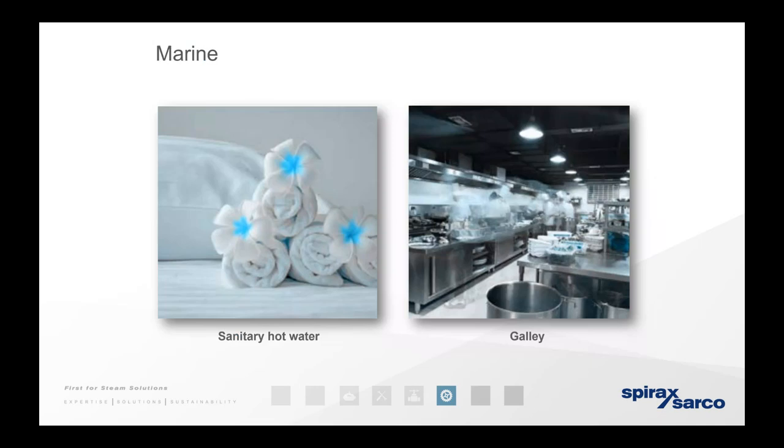And marine, so sanitary hot water, galleys. A lot of these big ships will have some kind of steam boiler. And we'll need the steam for the industry there, so there is a heat transfer there too.